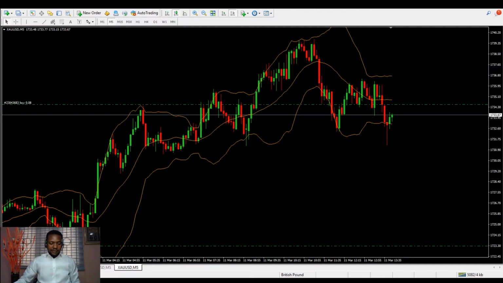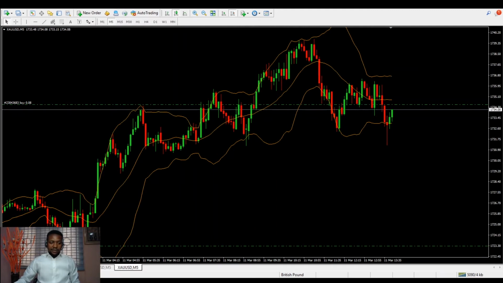This is price. It's in between the upper band and the lower band, and price is represented by these candles. The green candle indicates up, while the red candle indicates down. When you have a series of red candles, that's a downtrend. When you have a series of green candles, that's an uptrend. So price usually moves in between the upper band and the lower band.